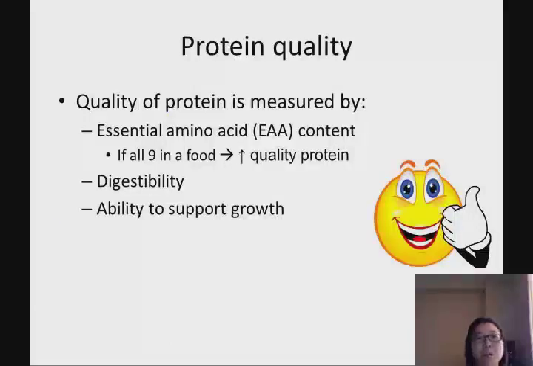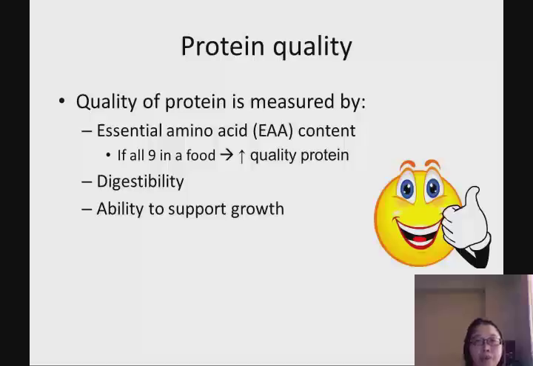All right, so how do we determine whether a protein is high quality or low quality? We use three measurements to measure protein quality. First, the protein has all of the essential amino acids. Second, it has to be easy to digest. When the protein in a food is not easily digested, we are not going to absorb those amino acids. Even though it has a high amount of protein inside, it's not going to be absorbed, so it's still not a high quality protein.